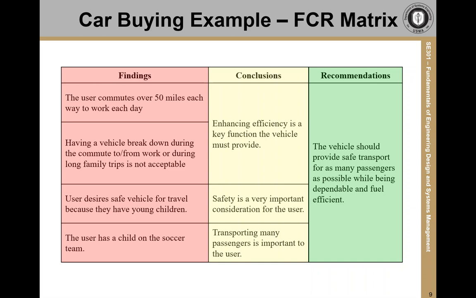Important note when we're talking about an FCR matrix is that we had 4 findings, 3 conclusions, 1 recommendation. Ideally, we see something like this where we don't have 4 findings and 4 conclusions and 4 recommendations. We want to do some synthesis, put ideas together, and develop our conclusions and our recommendations in a coherent way. All right, so this would be an FCR matrix if we were buying a car.